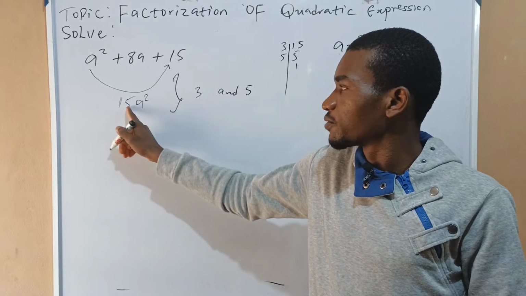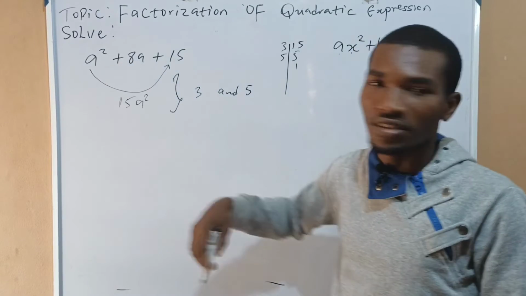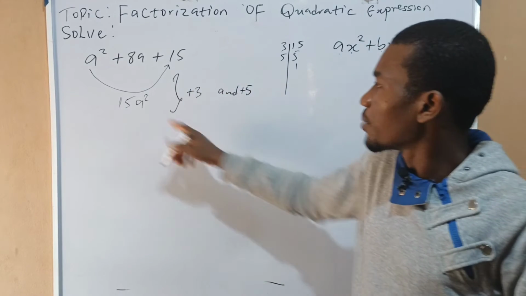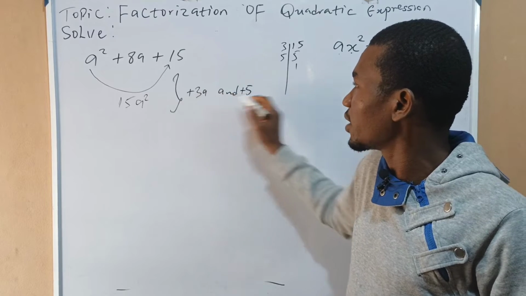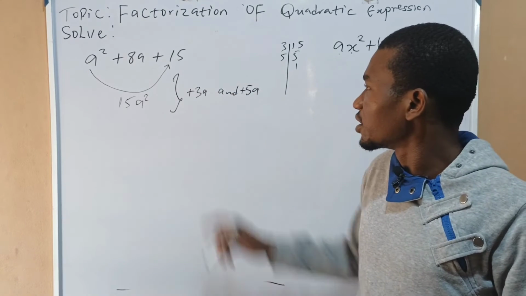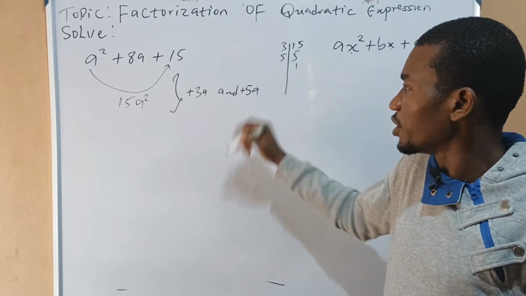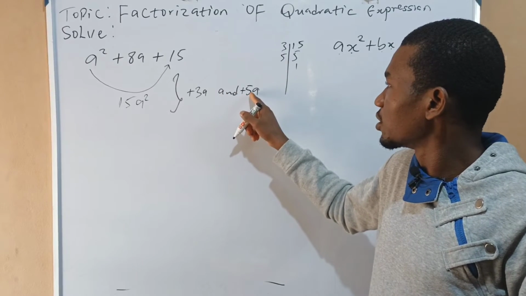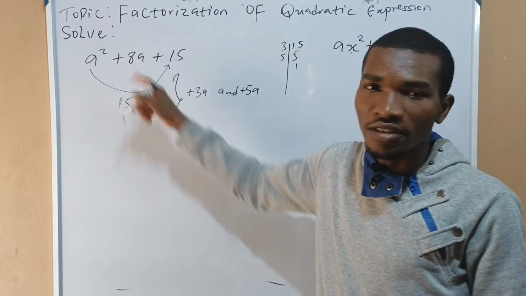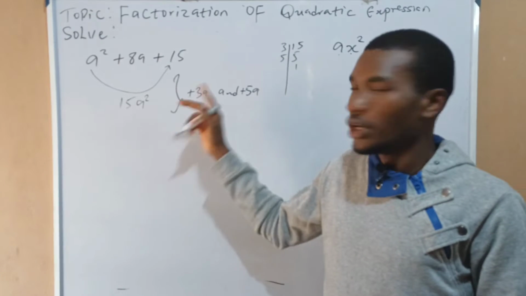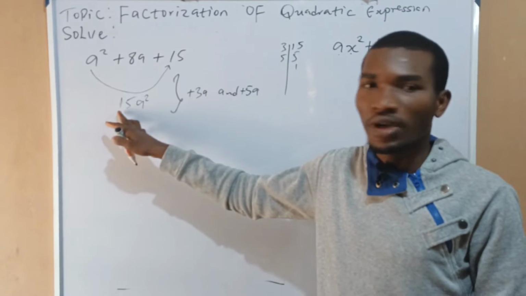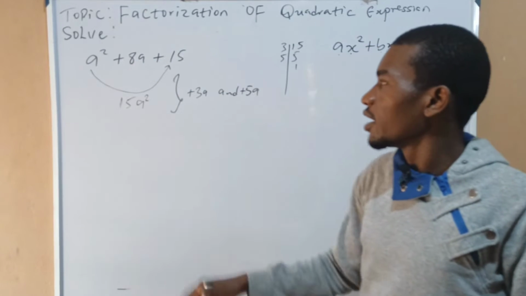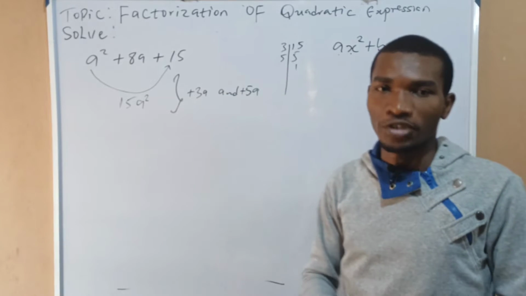Now, remember that this 15 here is positive and the 8 here is positive. So let me make these factors positive. And because I have a squared here, let me also add a here, such that 3a multiplied by 5a is going to give me 15a squared, and 3a plus 5a is going to give me 8a. What does that imply? We look for two factors that when we multiply them together, we have 15a squared, and when we add them together, we have 8a. Hence, the factors are 3a and 5a respectively.